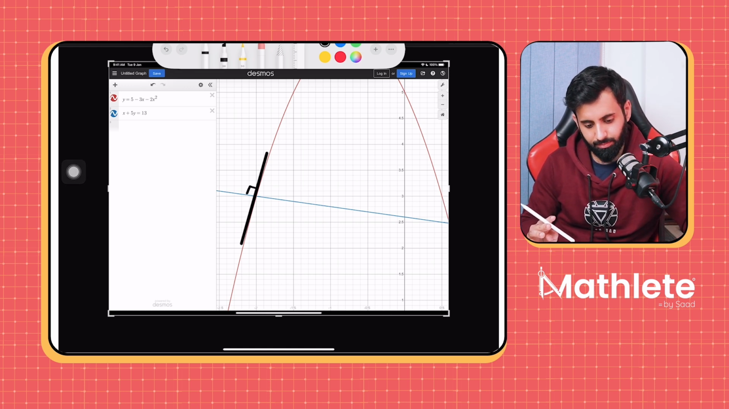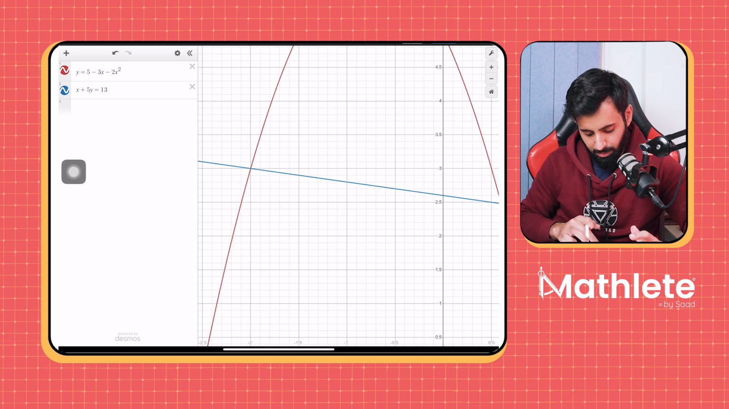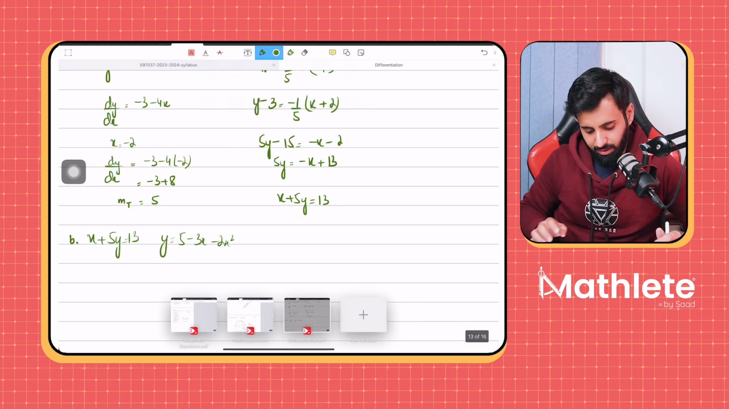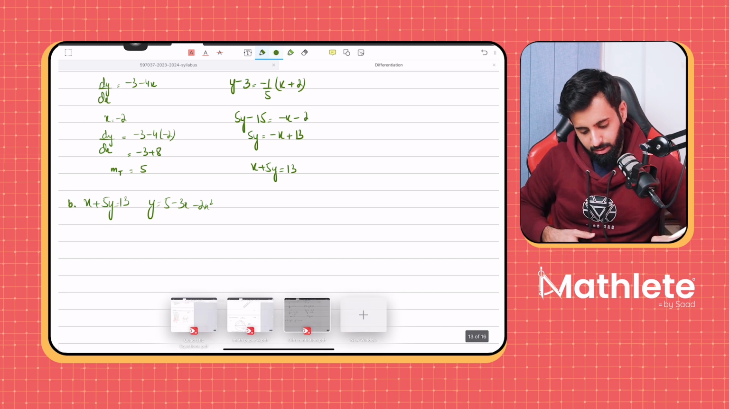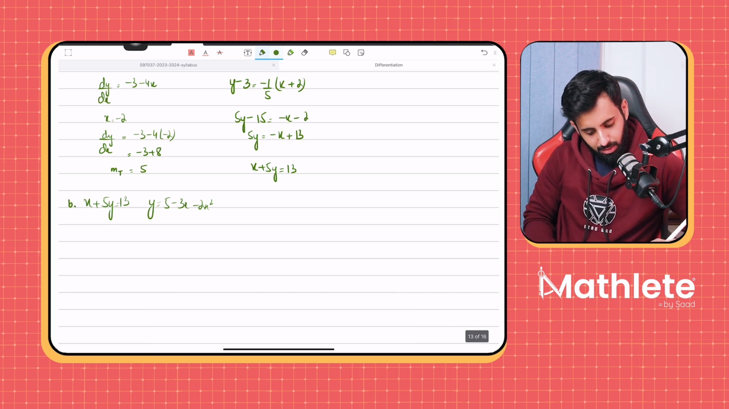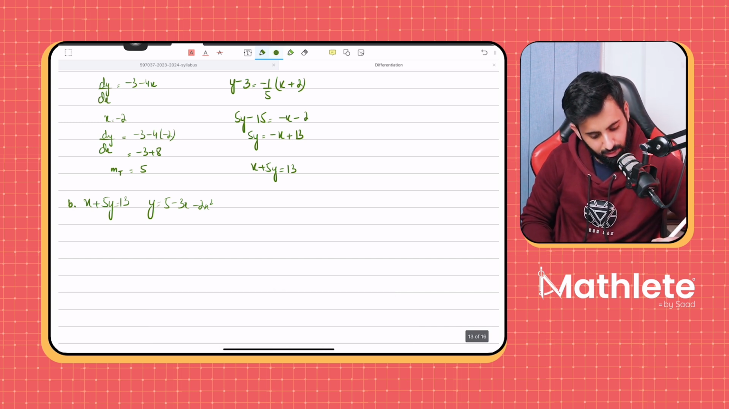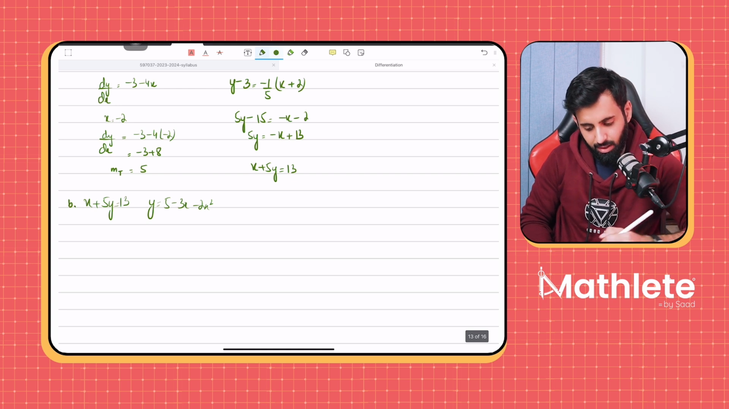Yes. Okay, now coming back. We need to find the point of intersection, which means we need to solve them simultaneously. Now, how do we solve them simultaneously? The only method that we can use is substitution. I'm thinking of an easy way out, but sadly there isn't one.